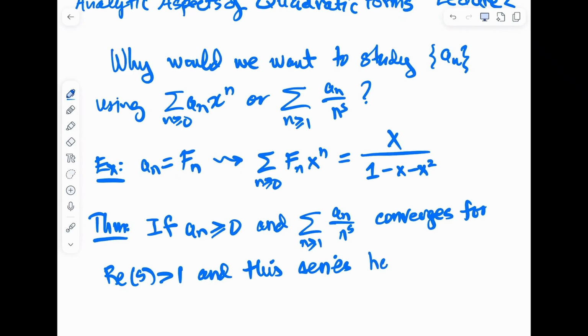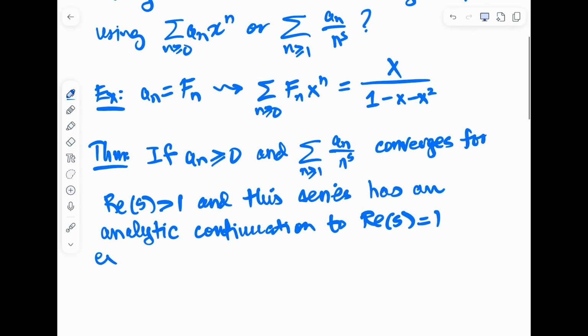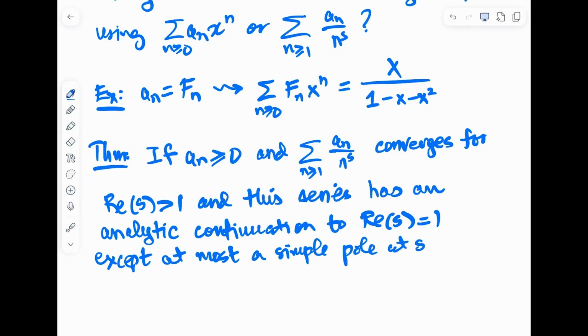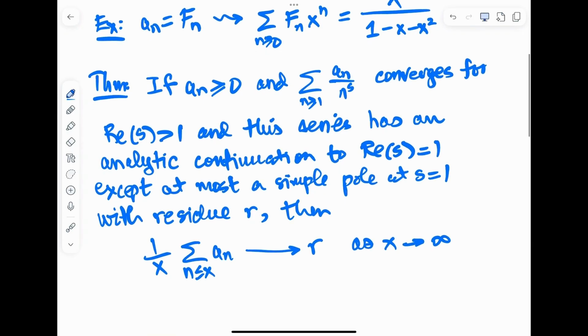So if the series has an analytic continuation to the line real part equals 1, except maybe at the number 1, where there might be a pole, at worst a simple pole at s equals 1, with residue r, then the average value of the sequence, if you sum the terms up to x and divide by x, tends to r. Okay.